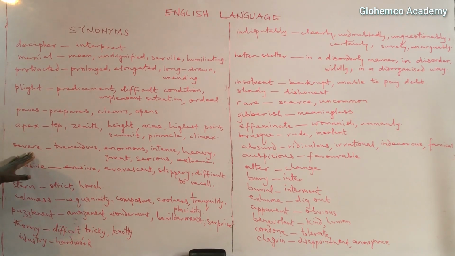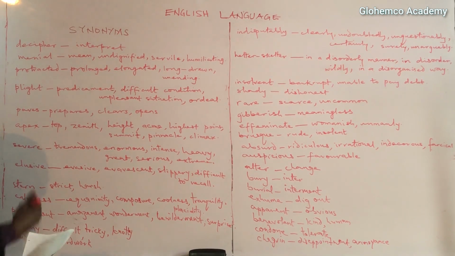So we have severe. Now, when a person is said to have a severe headache, it's very enormous, very intense, very heavy, tremendous, great, serious, and extreme. All right. We have elusive. Elusive: evasive, evanescent, slippery, difficult to recall. If a person has been trying to achieve something and the thing continues to be elusive, it means that he or she has not actually got that thing. It is still elusive.